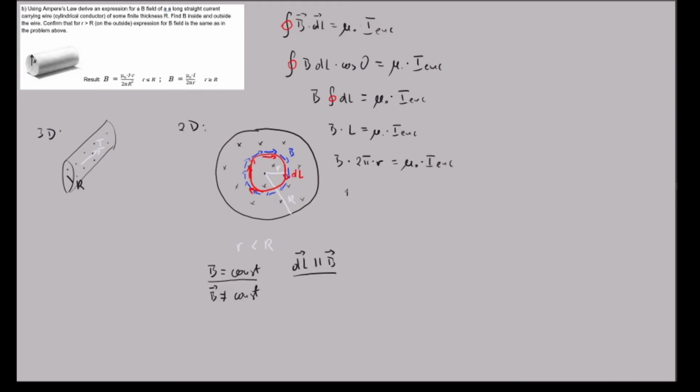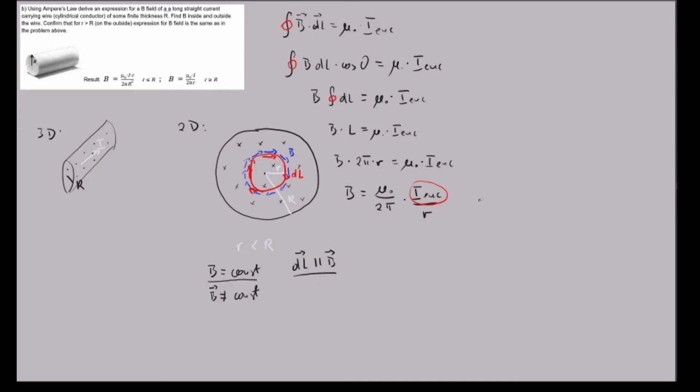So I would almost be ready to be done, but not quite yet. This becomes mu naught over 2 pi times I enclosed over little r. This is good, except that I still have to figure out this I enclosed. See, I enclosed in this picture is just the current that is within the loop, not the current that is outside of the loop.